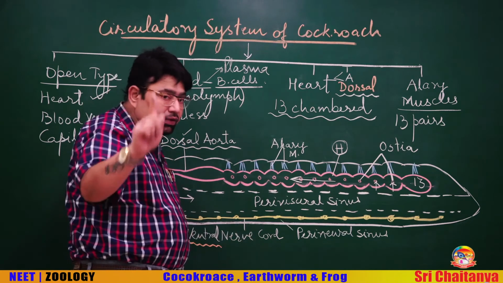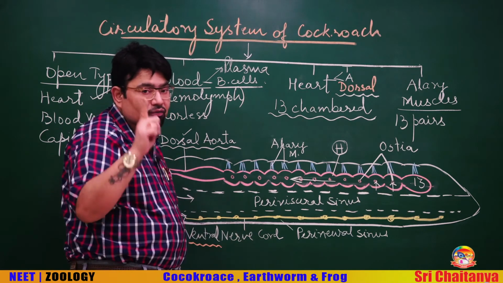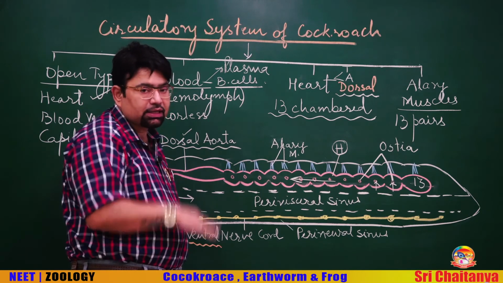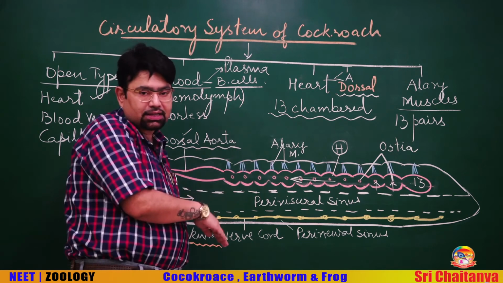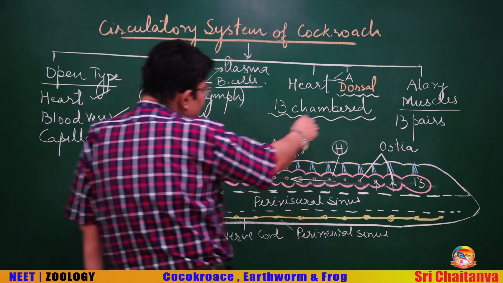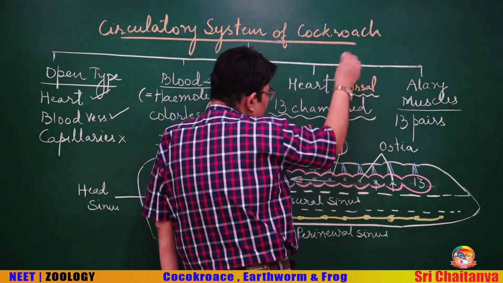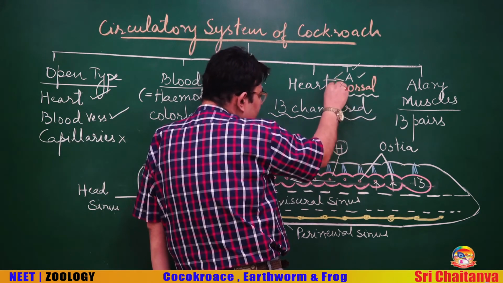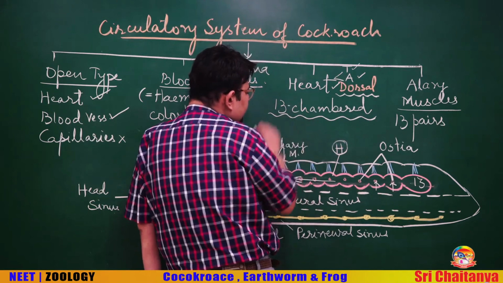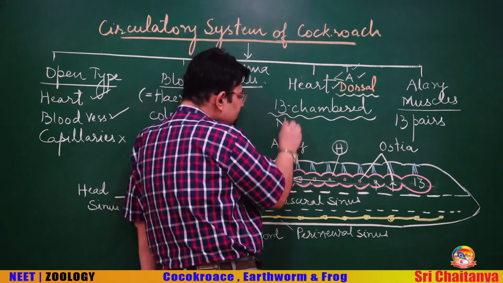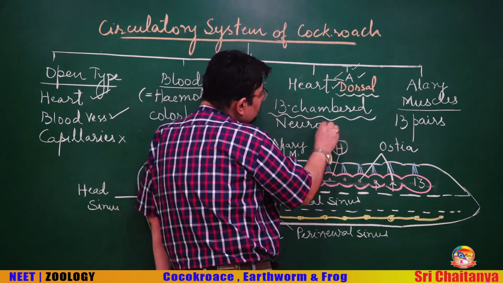Remember, in invertebrates, the nerve cord is ventral and the heart is dorsal, and in the vertebrates, the arrangement is reciprocal. So, students, the heart is present in thorax and abdomen. It is in the mid dorsal line, 13 chambered, and also remember that the heart is neurogenic.